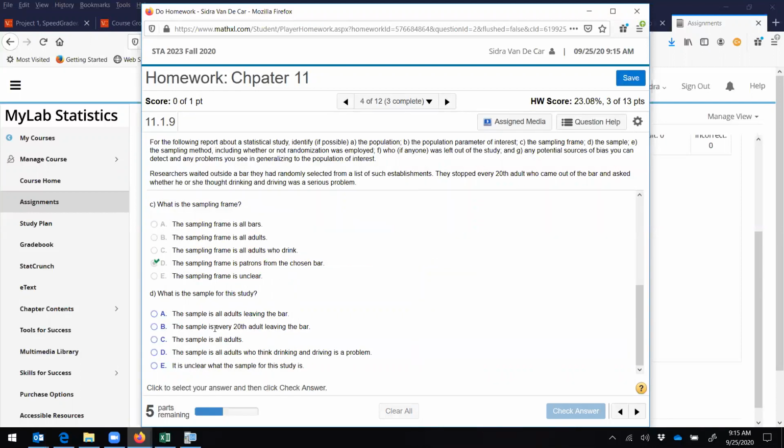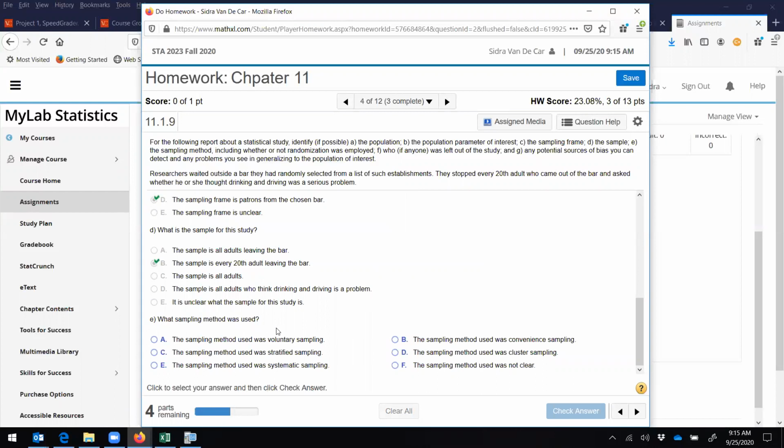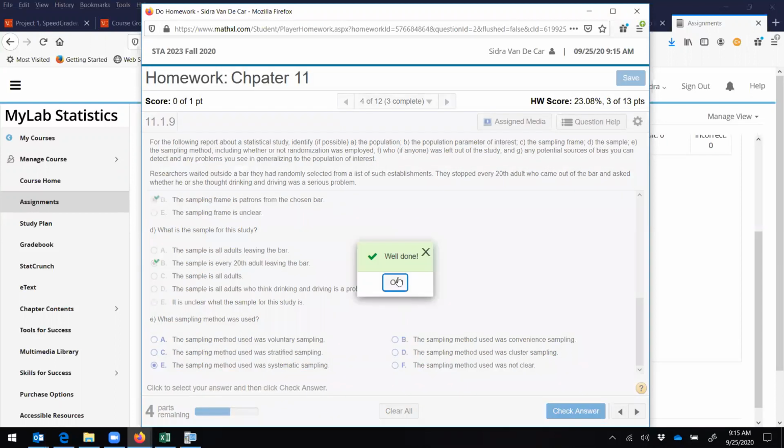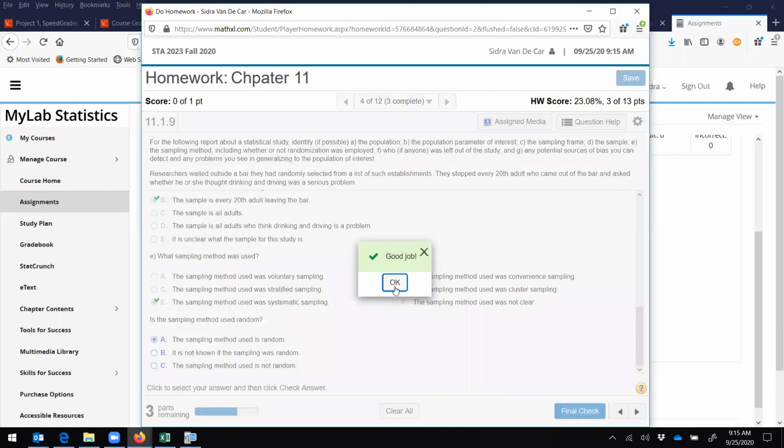The sample is every 20th adult leaving the bar, the one that we got. What sampling method was used? That's systematic, where you do like every 20th person. Is the sampling method used random? Well, yeah, if you're sampling every 20th person, that is random sampling.